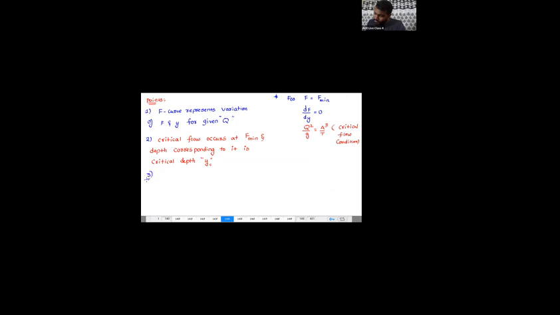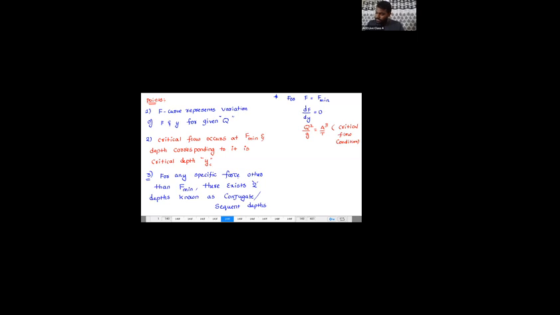Now, the final point is, for any specific force other than F minimum, there exist two depths known as conjugate or sequent depths. So that's about the specific force.